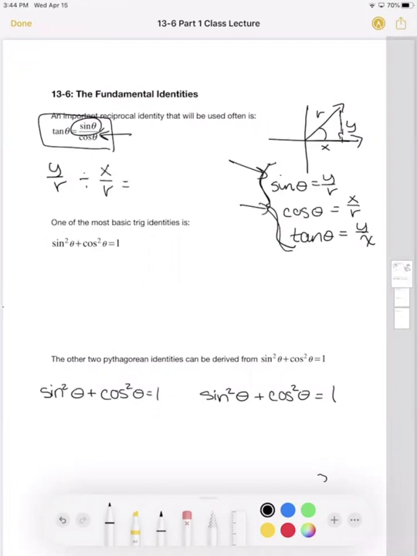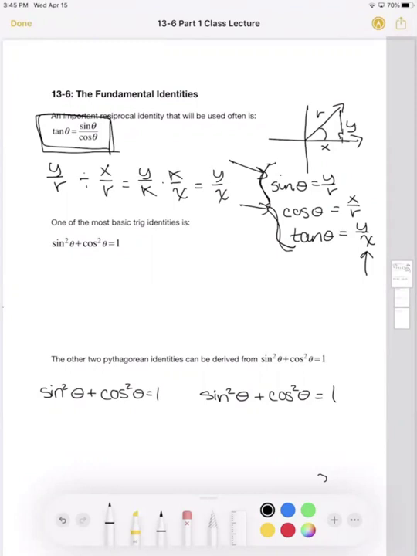Now let's just do some basic math from elementary school. To divide means to multiply by the reciprocal, and my r's will cancel out, and what do I get? Y over x. Well, what is y over x? Y over x, we see over here, is the tangent of theta. So the tangent of theta is equal to the sine of that same angle theta divided by the cosine of theta. So that's a really important one to know.